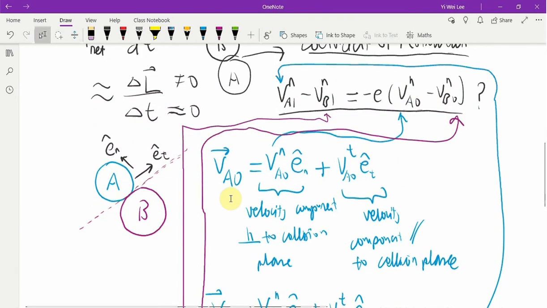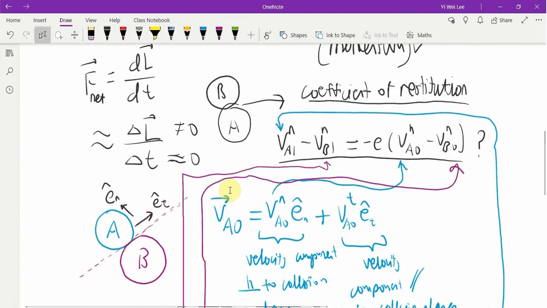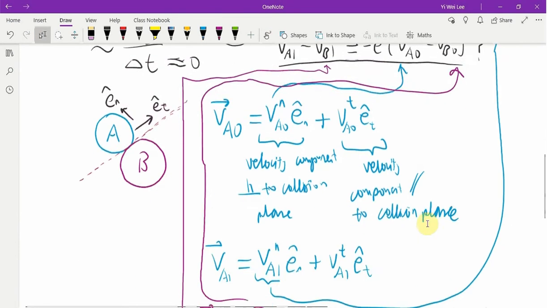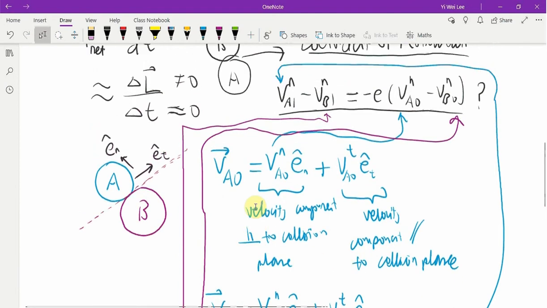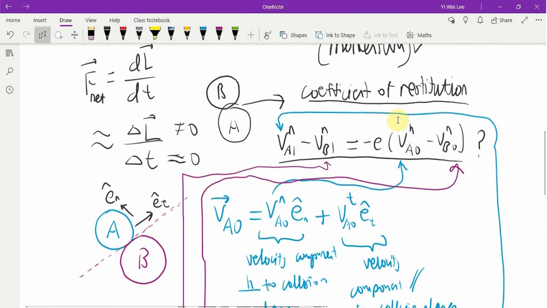Okay, it comes from resolving the velocity component of each particle before and after collision along the direction of the collision plane and perpendicular to the collision plane. And the component of velocity which is perpendicular to the collision plane was all used to describe the components inside the equation of coefficient of restitution. Now this e is something that will be given to you, is measured experimentally, is not something that you can derive yourself. So we're cool with that, right?